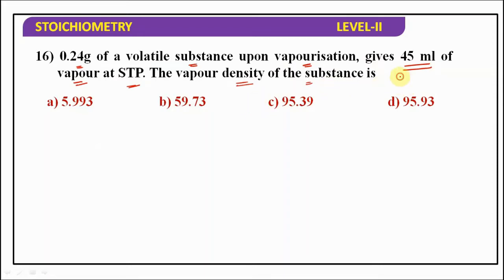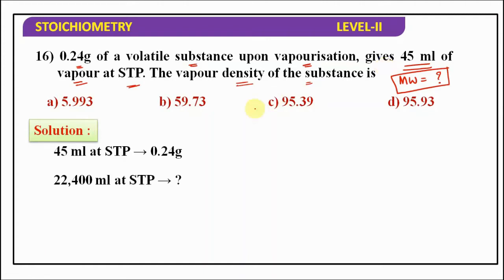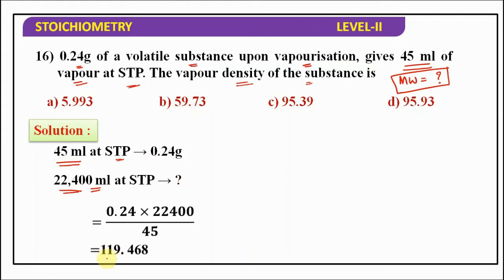If you know the molecular weight, then you can calculate the vapor density easily. We have a relation: molecular weight is equal to 2 into vapor density. So you should know the molecular weight first. According to the question, 45 ml of a gas at STP weighs 0.24 grams. At STP, 1 mole of any gas occupies 22,400 ml. So 22,400 ml at STP weighs how much? Do the cross multiplication. So if you do the cross multiplication, what do we get?